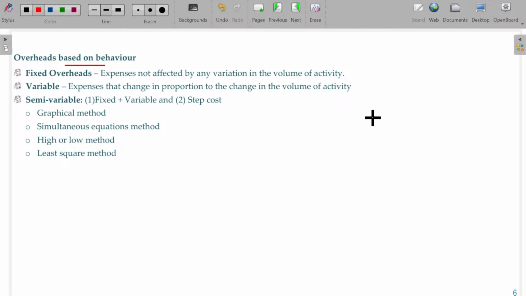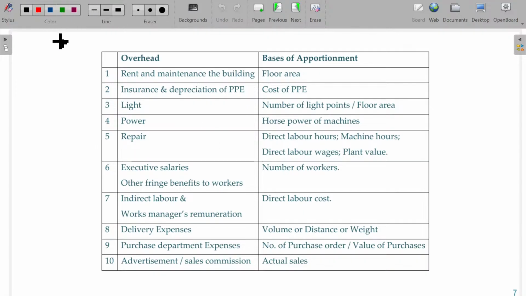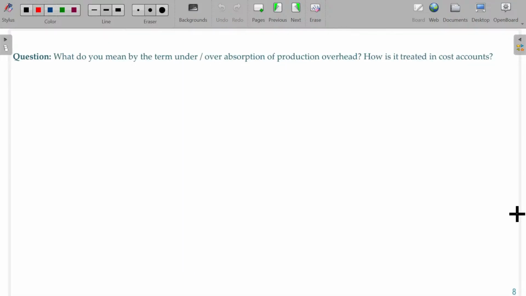And overhead behavior you might have already studied. Fixed overhead, variable overhead, semi-variable, all these things we have studied with budgeting, especially flexible budgeting. And some of the overheads are listed, and what basis you will be taking for apportionment is also listed here. You can have a glance over that. Of course, you can guess it easily. In case of light points or switch points or floor area, power, horsepower, repair, you can easily connect these two without any trouble. But anyhow, you can have a glance over this.